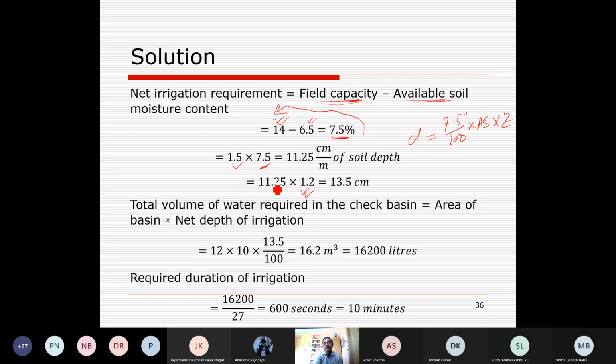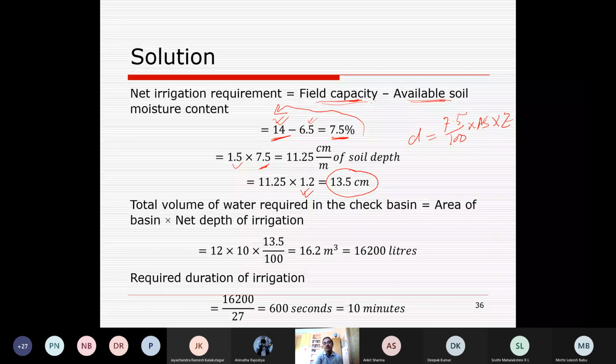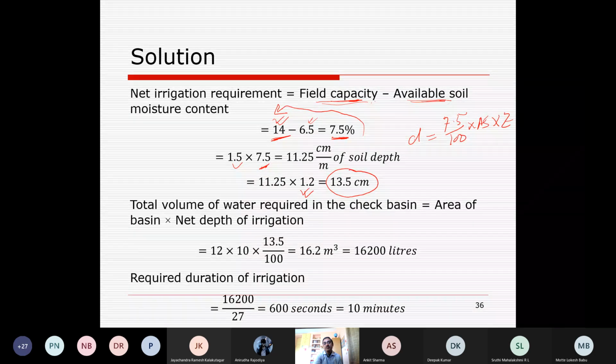And 5 centimeters in this field at the level of field capacity. What could be the total volume of water now? That is area into depth of water. So strip size is 12 meter by 10 meter.